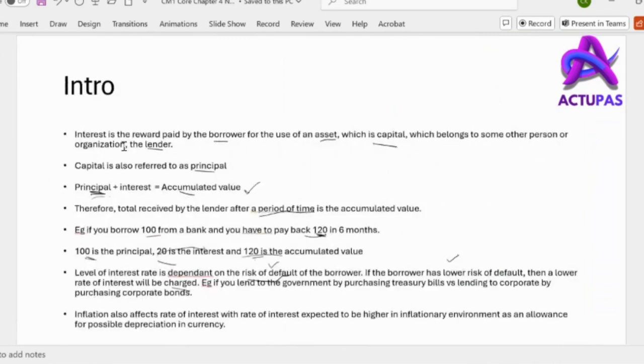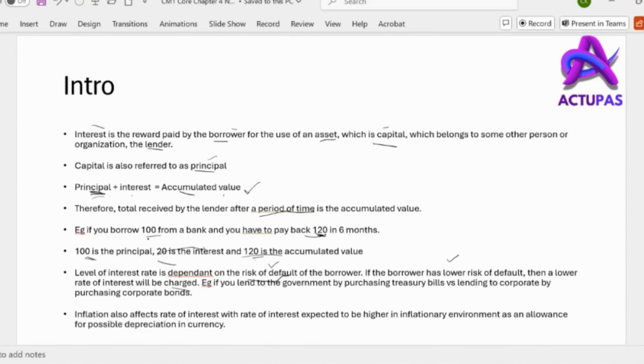As an introduction, we'll define the terms. Interest, the first term, is the reward paid by the borrower for the use of an asset, which is capital, which belongs to some other person or organization, the lender. So the borrower requests an asset from the lender, which is called capital, and then they have to pay interest as a reward to the lender for giving them money. And capital is also called principal, which means the principal that the borrower receives plus the interest they have to pay is equal to the accumulated value that the lender receives.